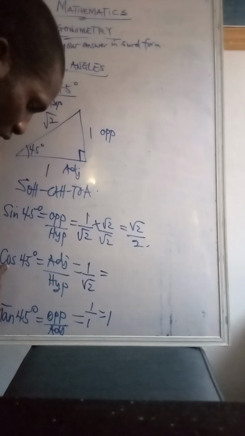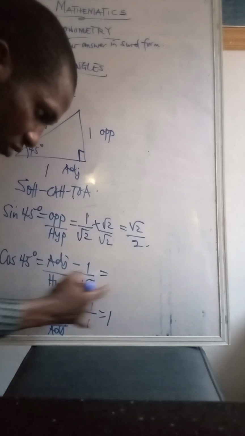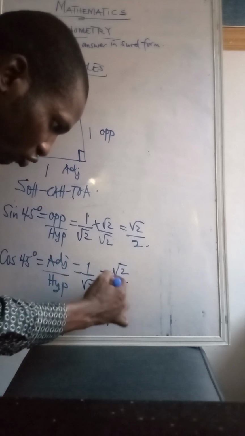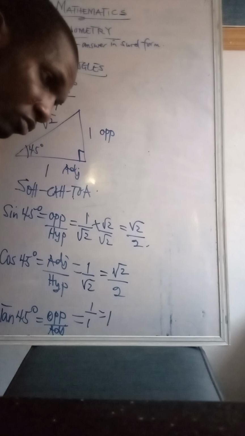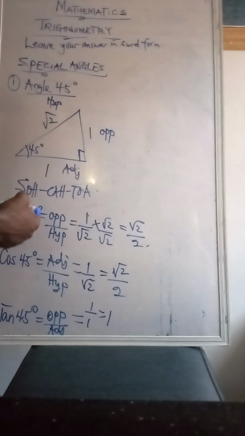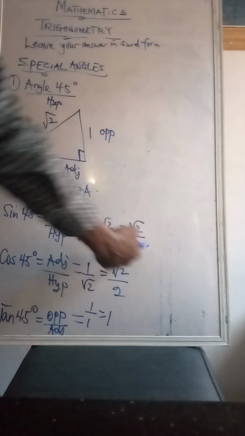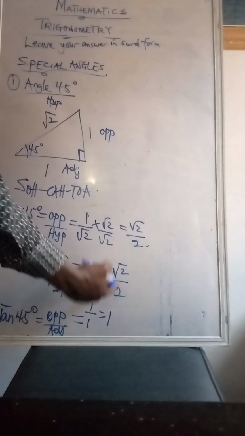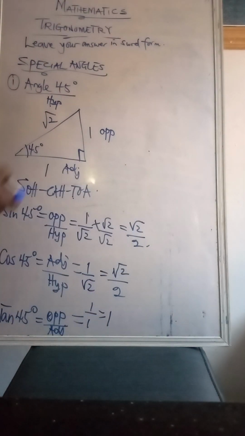The same thing goes here. Cos 45, the same thing. So I'm going to have root 2 over 2 as well. So therefore, sine 45 is root 2 over 2. Cos 45 is root 2 over 2. And tan 45 is 1.